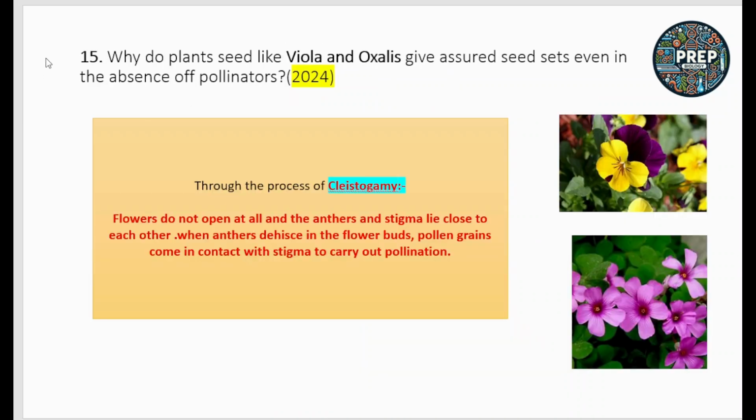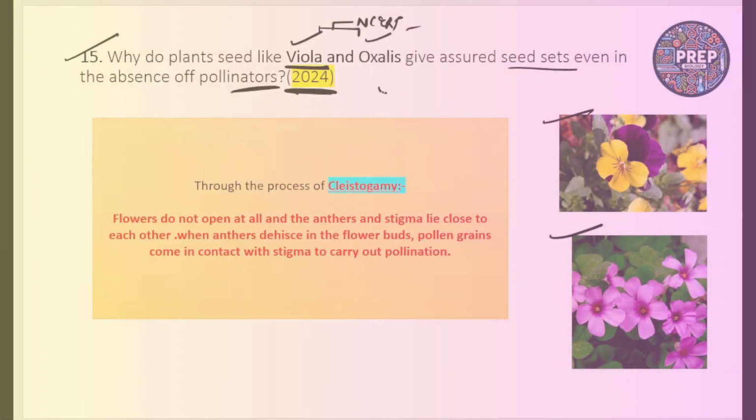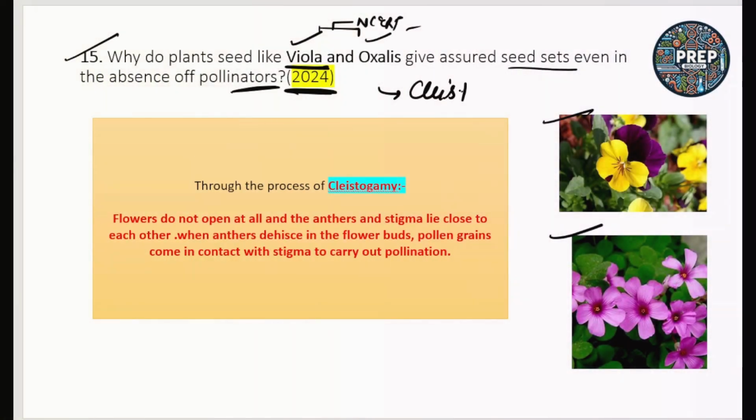classes. Next is a question that was recently asked in your 2024 board exams. Why do plant seeds like Viola and Oxalis, examples mentioned in your NCERT textbook, ensure that seed sets even in the absence of pollination? The NCERT textbook itself is very important for your board exams. So these are the flowers of Viola and Oxalis. These are examples of cleistogamous flowers.